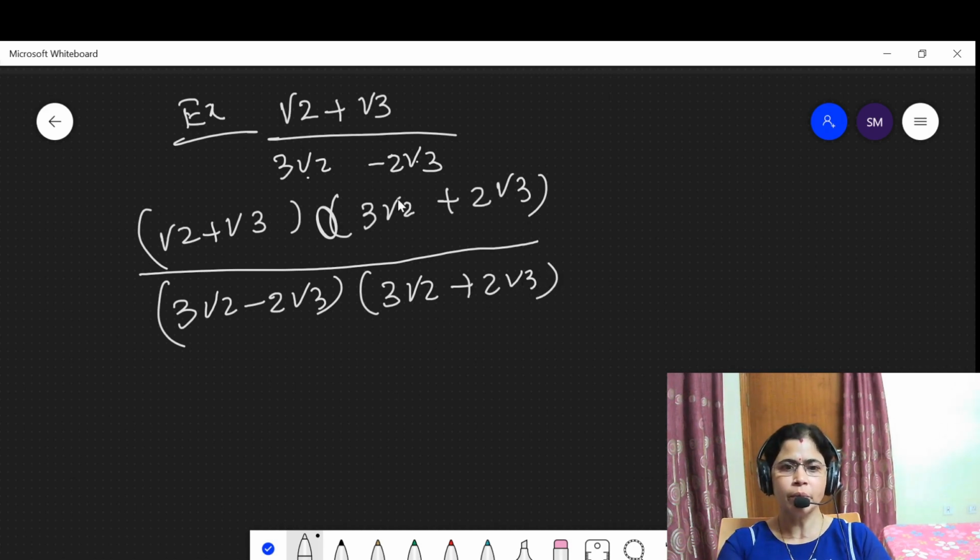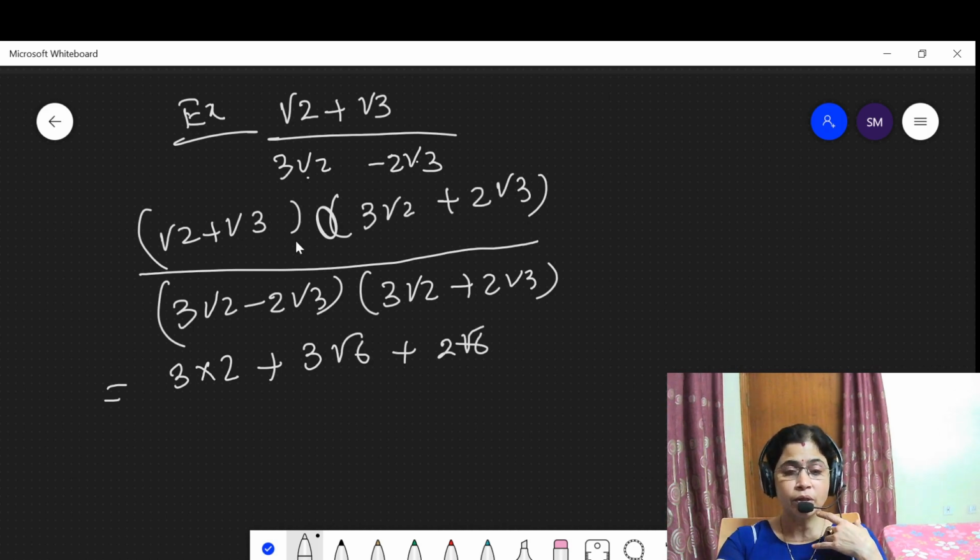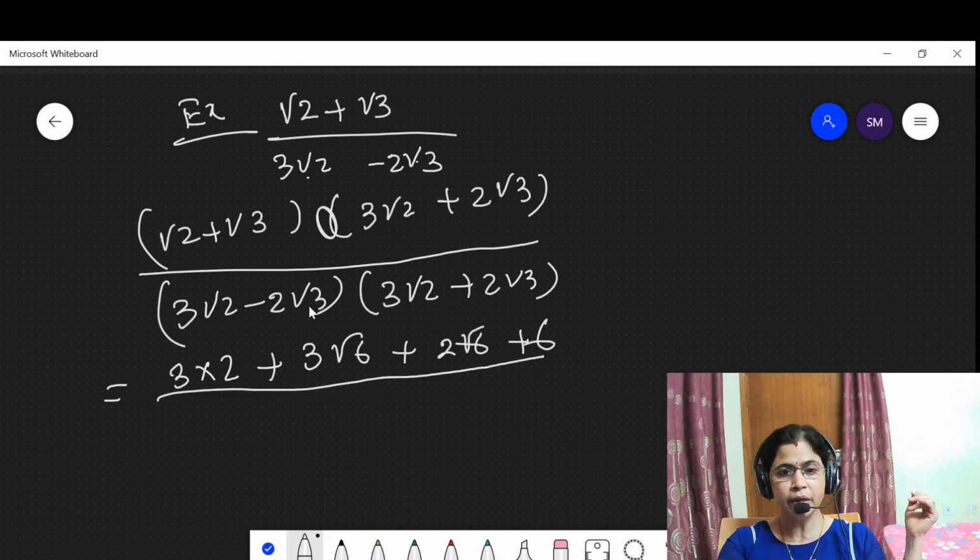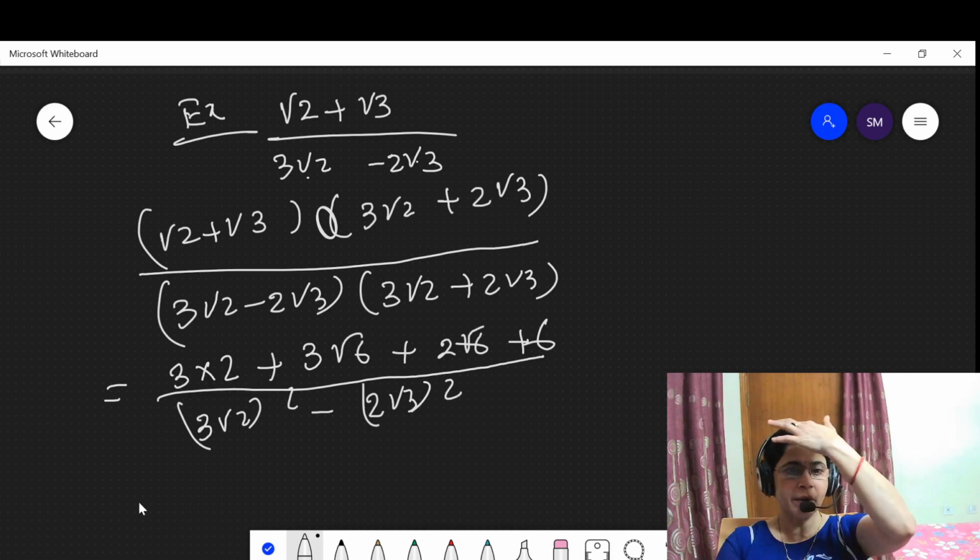Then when you multiply this, you get 3 root 2 into root 2, which is 3 into 2, plus 3 root 2 into root 3, which is 3 into root 6, plus 2 root 3 into root 2, which is 2 into root 6. Then 2 root 3 into root 3 is 2 into 3, 6. And the denominator is in the form a plus b into a minus b, which is a square minus b square.